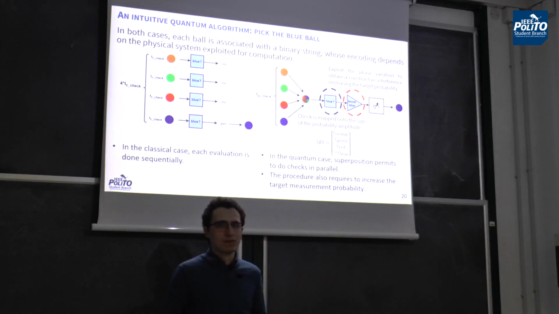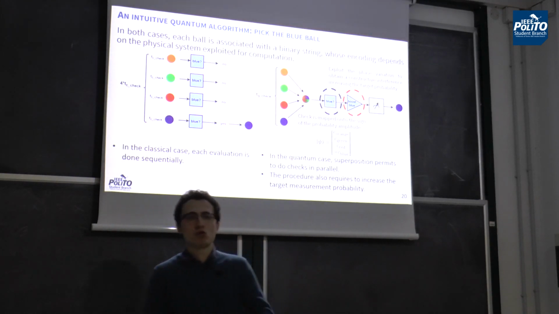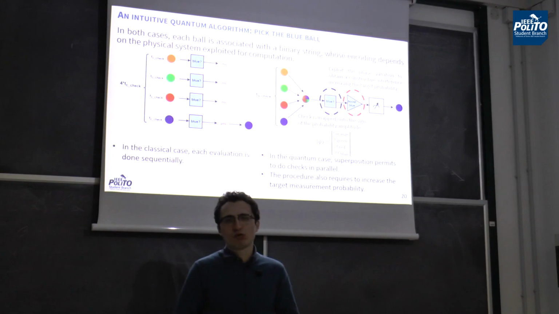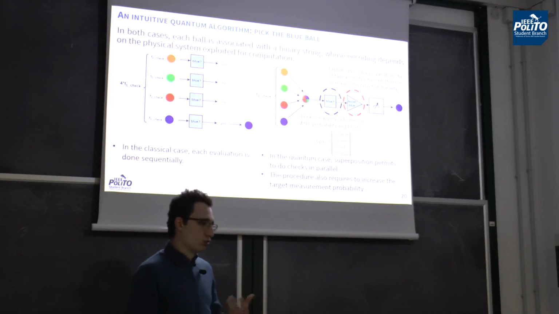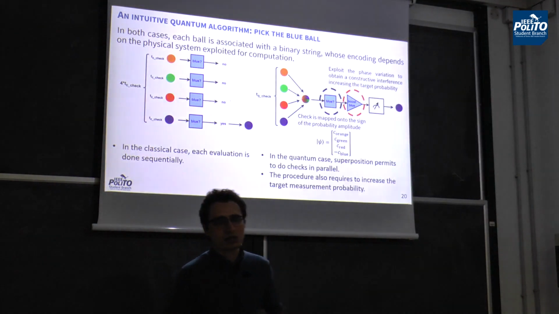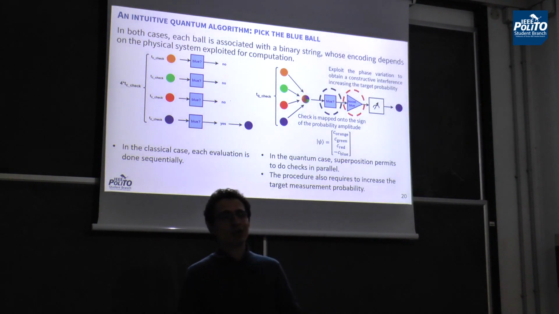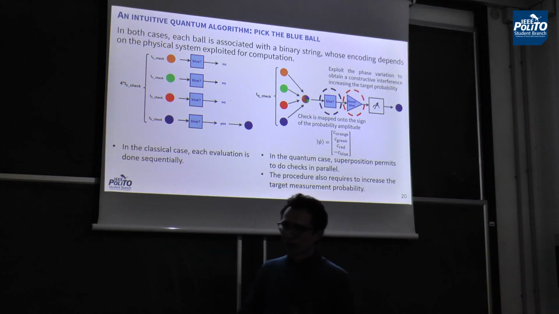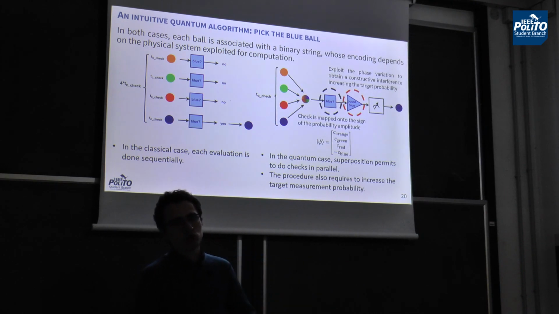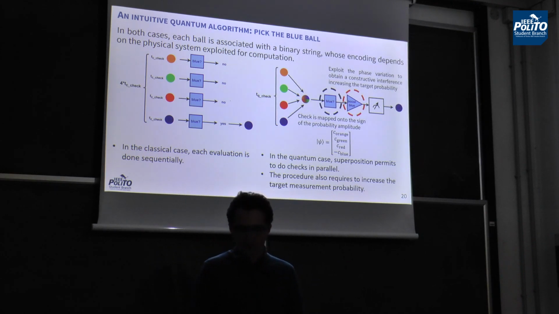This is a very simple representation of the Grover search algorithm, which is one of the most famous quantum algorithms that allows us to find an element in an unsorted database with a quadratic speedup with respect to the classical counterpart. So the total number of iterations is proportional to the square root of the number of elements in the database.